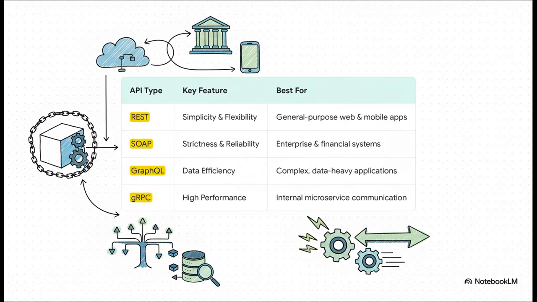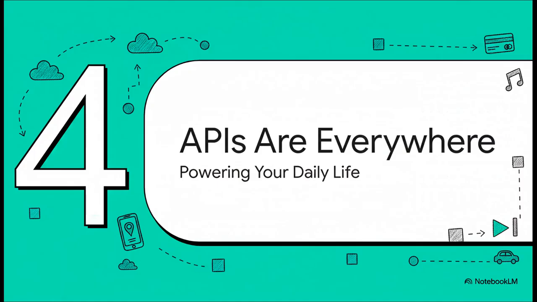So yeah, REST and SOAP are still huge, but now we've got some newer players on the field. GraphQL, that's all about efficiency. It lets an app ask for exactly the data it needs, no more, no less. And then there's gRPC, which is built for one thing, pure, blazing speed. It's perfect for when all the tiny little pieces of a huge application, we call those microservices, need to communicate with each other instantly. Okay, so we've covered the what, the why, and the how.